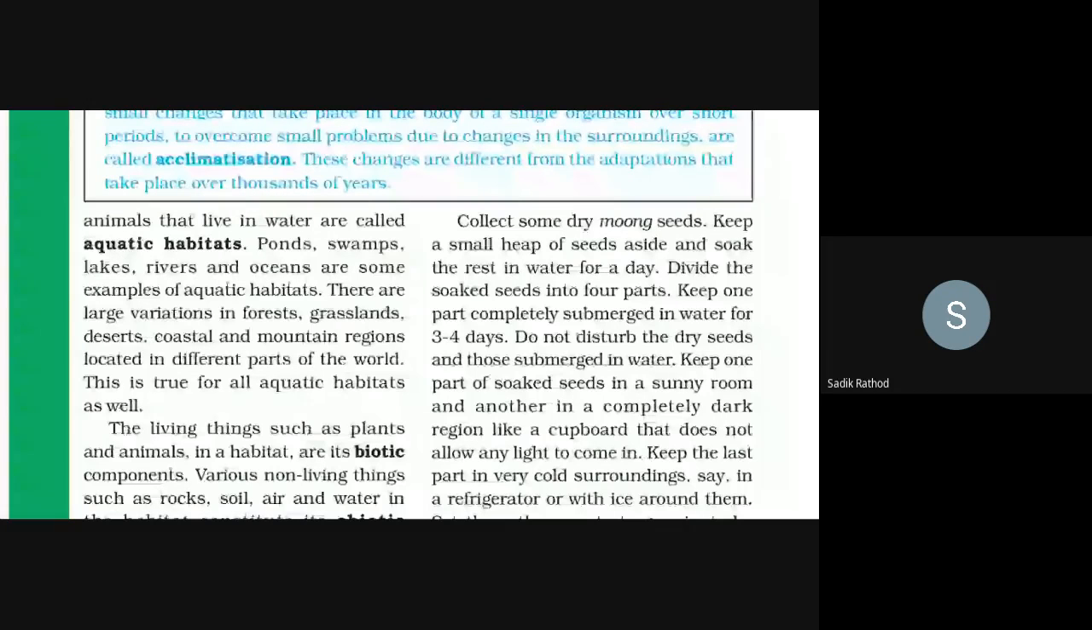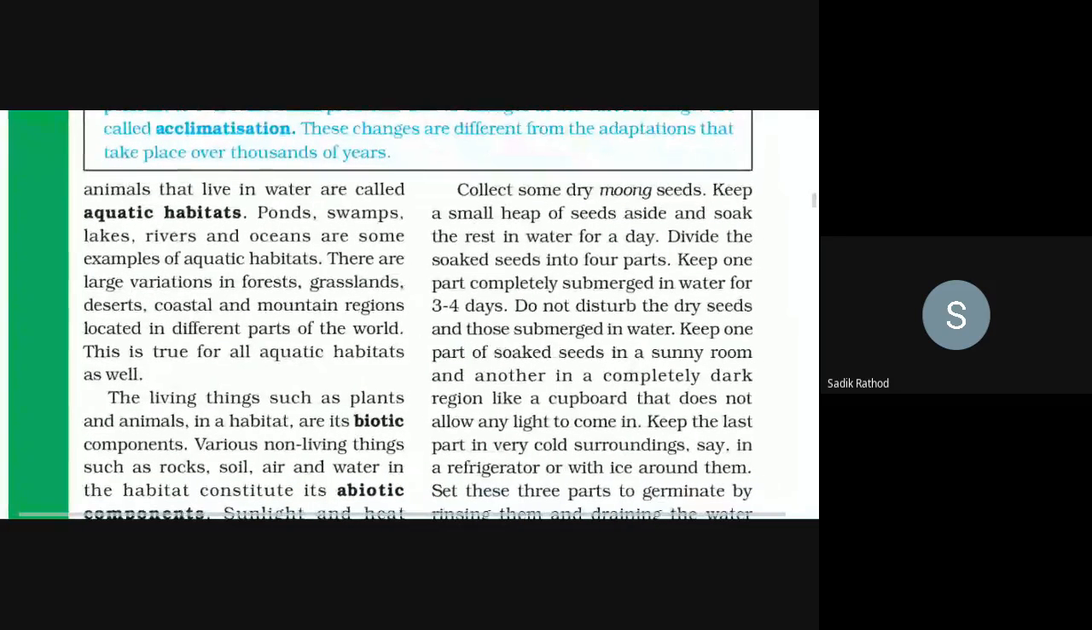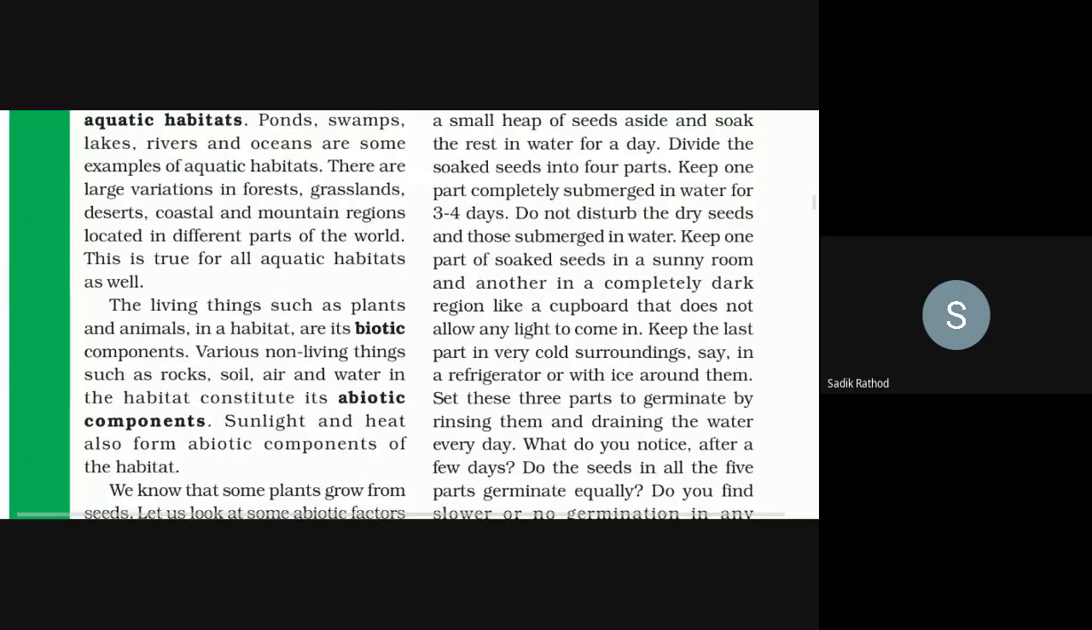Okay. There are large variations in forest, grassland, deserts, coastal and mountain regions located in different parts of the world. This is true for all aquatic habitats as well.